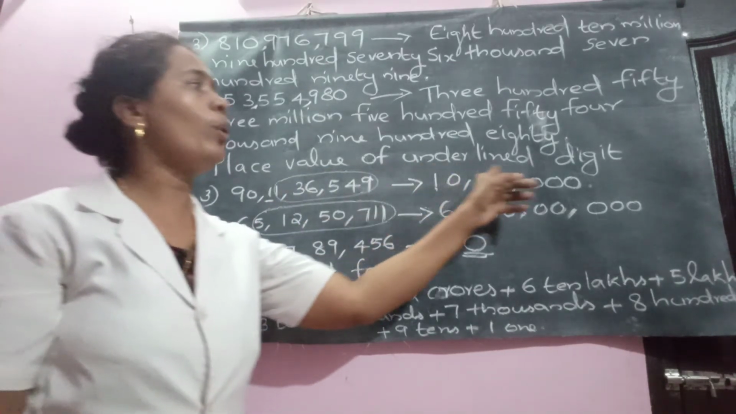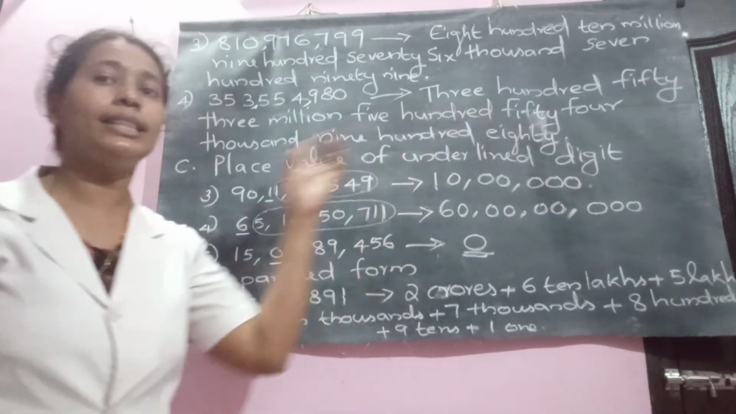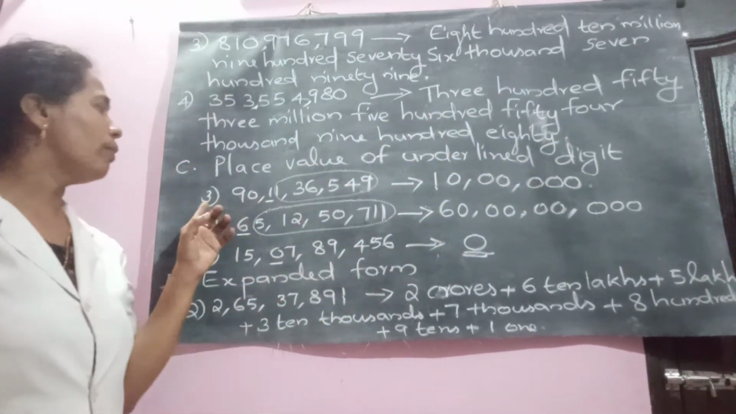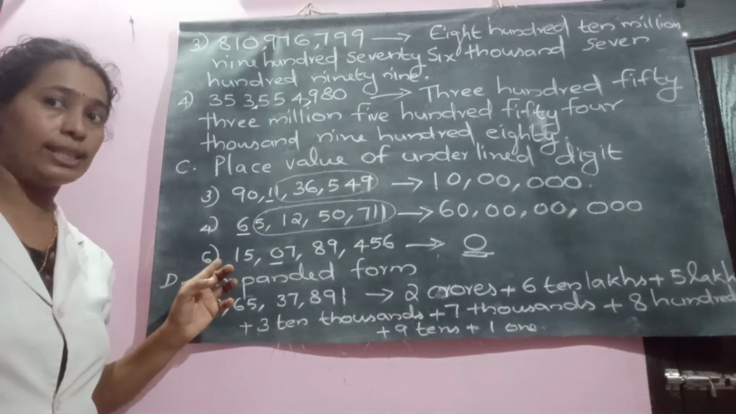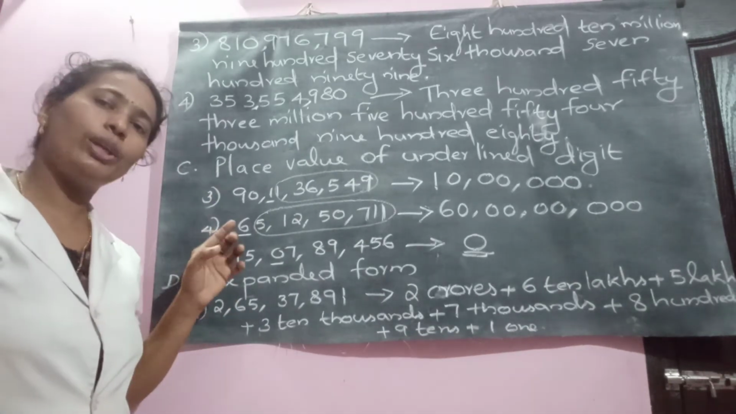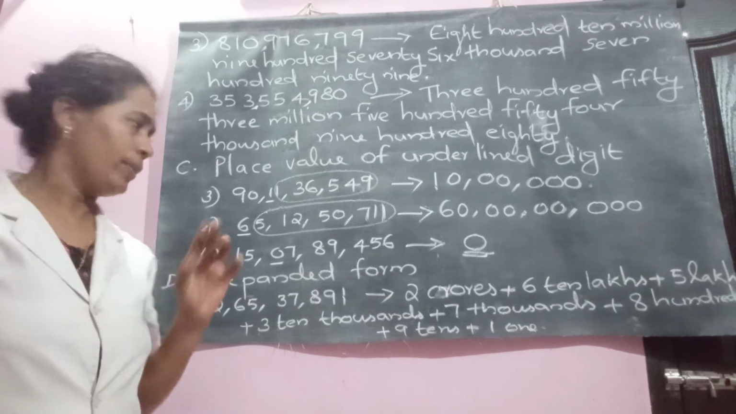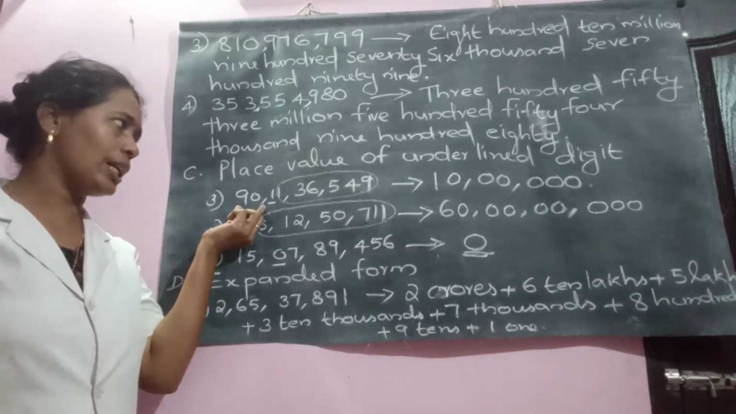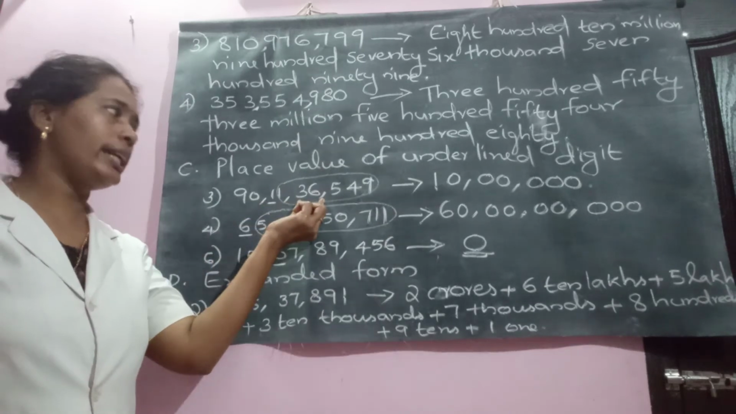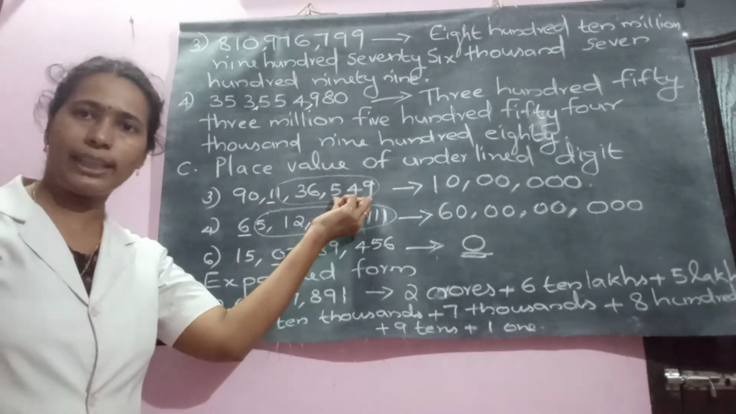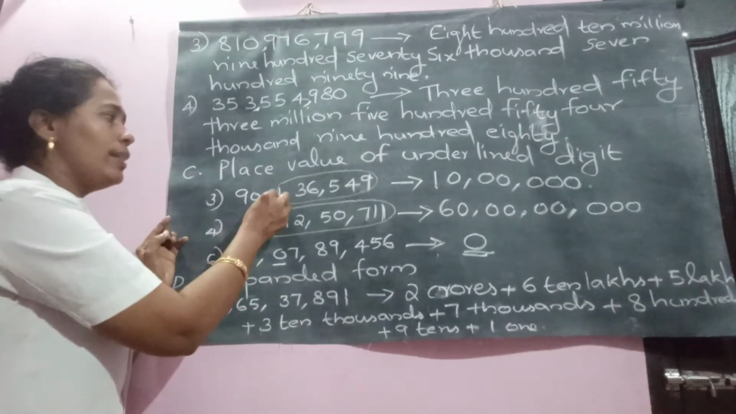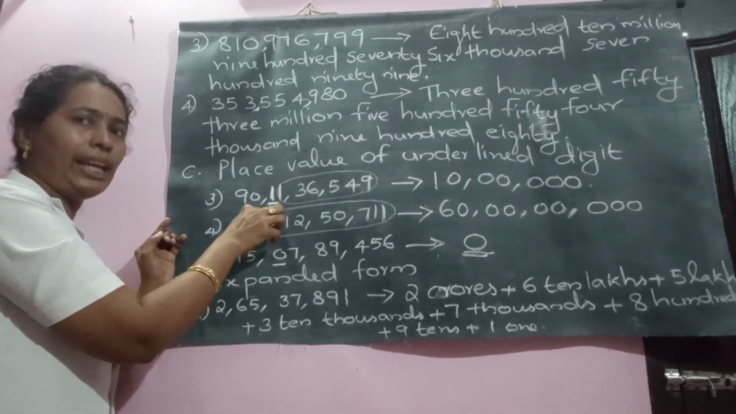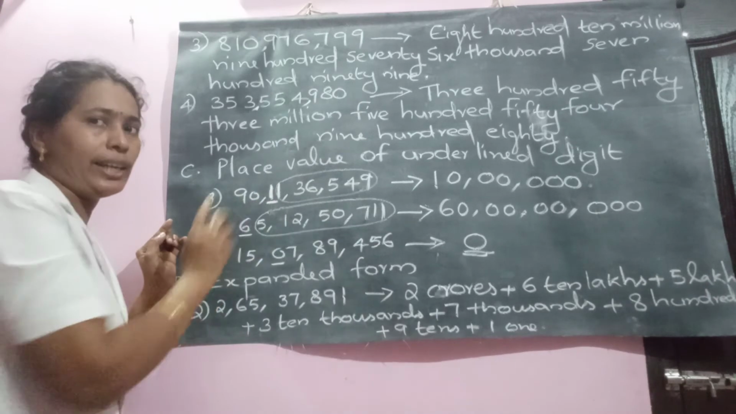Place value of underlined digit in the following numbers. So, the teacher is taking only some questions. There are 6 questions. The teacher is doing only 3 questions from it. The first one is 3. 901136,549 is the given number. Among this, one is underlined. There are 2 ones actually, but this one is underlined. We have to write its place value.